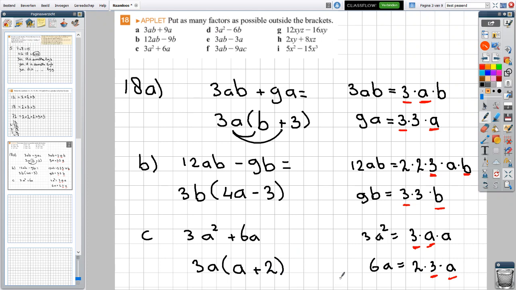That's it. Okay. And I can make this as difficult as I want. I can use bigger numbers. I can use multiple letters. Here they're even using to the power of 3. It always works the same. You just take a look which numbers or letters occur in both those terms. Those are going to be in front of my brackets. And what I'm left with, that's going to be inside of my brackets. Okay? Good luck.